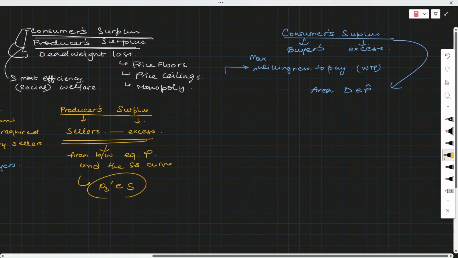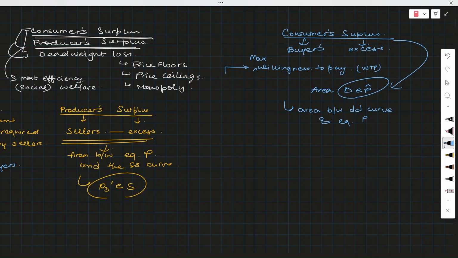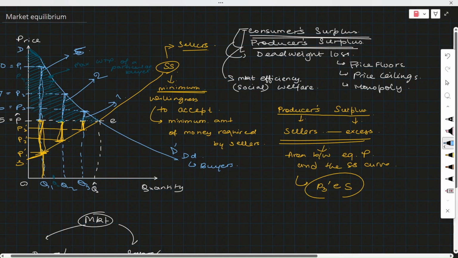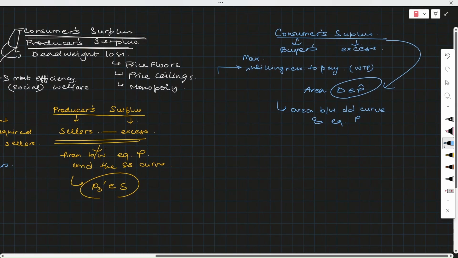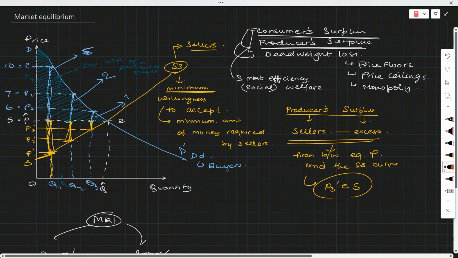And in consumer surplus, your area was DEP dashed. That was the area between the demand curve and the equilibrium price. For the producer surplus, the area was between the equilibrium price and the supply curve. Try not to write it the other way around, because the equilibrium price lies above the supply curve, whereas the equilibrium price lies below the demand curve. Okay, so that means your producer surplus is given by this area that I'm shading. This is the area of producer surplus, right?